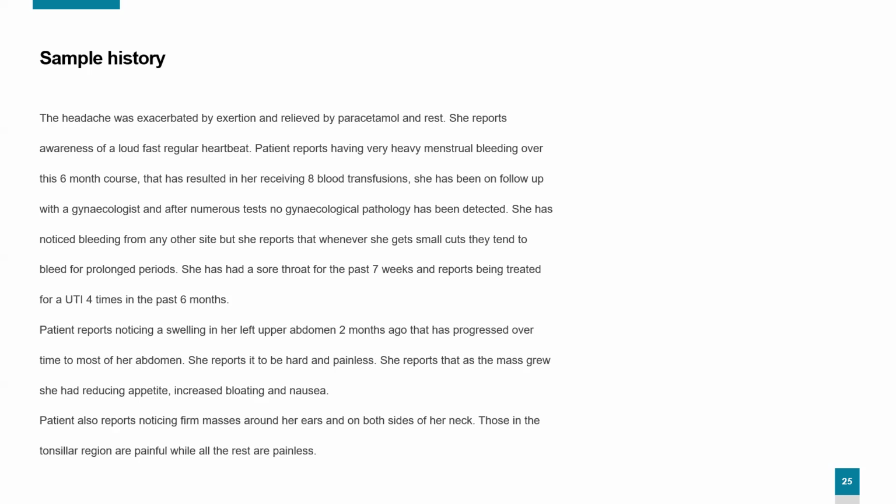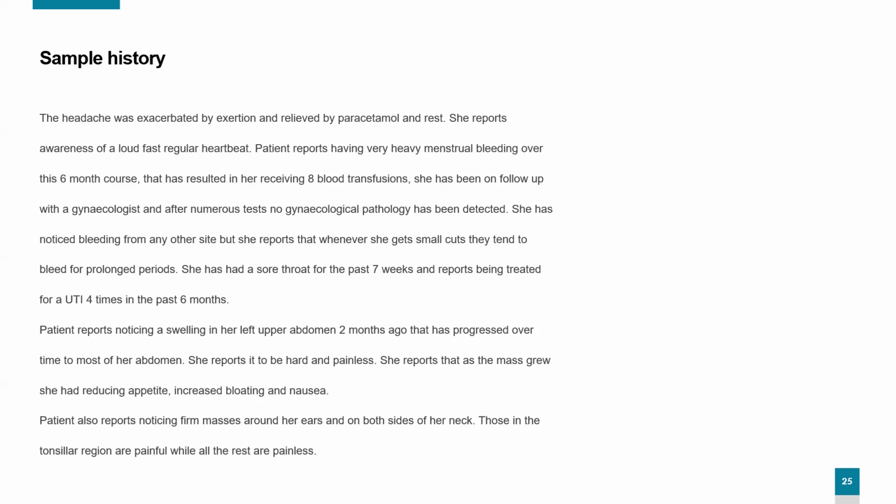The patient reports having heavy menstrual bleeding over this 6-month course, which resulted in her receiving 8 blood transfusions. She has been on follow-up with a gynecologist, and after numerous tests, no gynecological pathology has been detected. She has not noticed any bleeding from any other site, but she noticed that whenever she gets a small cut, it tends to bleed for prolonged periods.